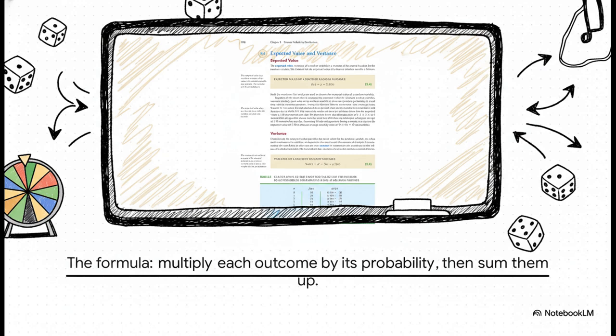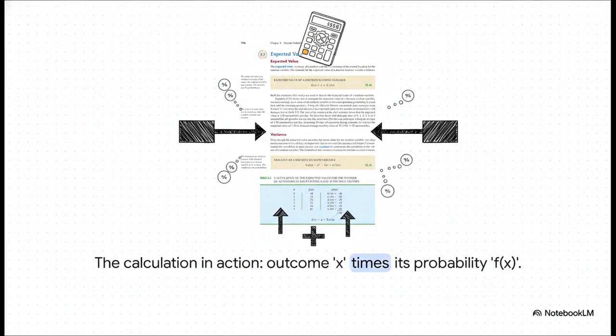All that sigma f of x thing means is you take each outcome, the x, multiply it by its own probability, the f of x, and then you just add all those little answers together. Seriously, that's the whole thing. Let's actually see it in action with our car dealership data. Take a look at this table. We've got our outcomes, x, and their probabilities, f of x. We just make a new column where we multiply them together.